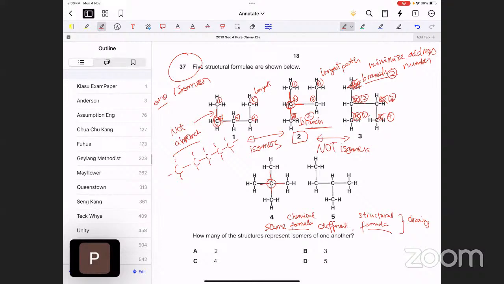One more time. 1 and 2 are isomers. Number 2 and 3 are not isomers. They are exactly the same, even though they don't look the same. Let's go slow. I need to see some thumbs up or I need to hear some questions here.